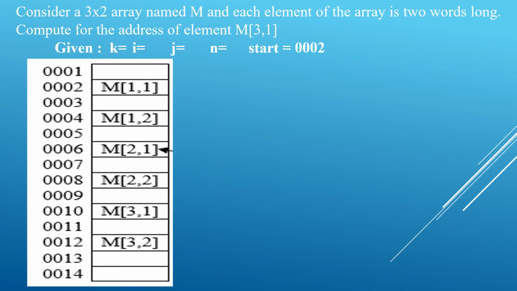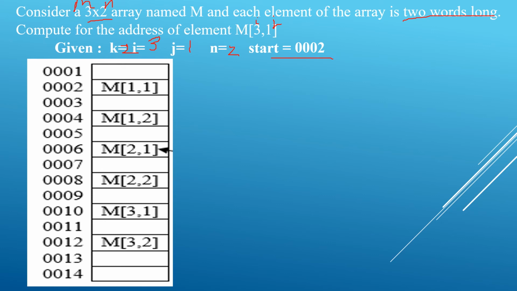Let's have another example. Let us have a 3 by 2 array. Again, it is named M, and each element is 2 words long. So we have to compute for the address of the element at row 3, column 1. So let's provide the value for each variable. It says here each element is 2 words long, therefore k is equal to 2. And then we want to compute for the address of the element at row 3, column 1. So the value of i is 3, and value of j is 1. And then, what's the value of n? Titingnan natin yung size ng array. So, m by n. Okay? So, n is 2. Alright. And then, the start is 0002.